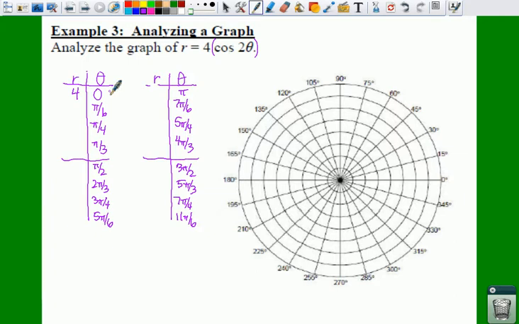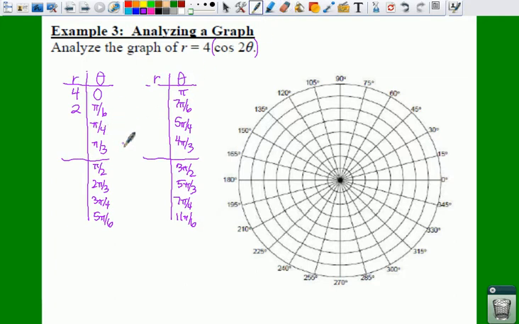Then we have to go through pi over 6. Well, 2 times pi over 6 gives us pi over 3. So the cosine of pi over 3 is, wait for it, 1/2. So if we have 4 times 1/2, we get a 2. Then we want to plug in, I'm sorry, that was totally incorrect. I was thinking of pi over 3. Oh wait, no, that's right.